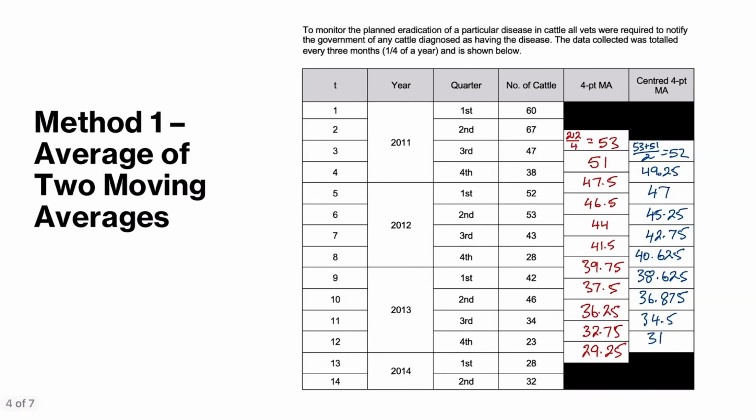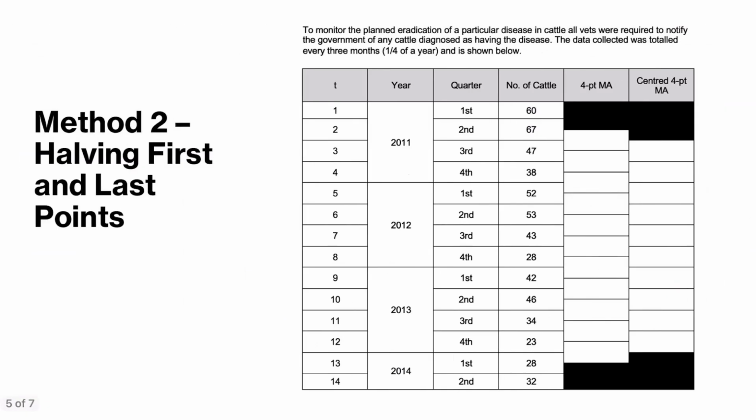If I take you back to this example here with method 1, we can see that in order to achieve the 4-point moving average of 53, I needed the first 4 values from the data set. In order to achieve the 4-point moving average of 51, I needed the second 4 values of the data set. Altogether, there were 1, 2, 3, 4, 5 values which contributed to the centered 4-point moving average of 52. I'm going to use this knowledge to be able to skip the first step and jump straight into centering the 4-point moving average without calculating the moving averages beforehand.